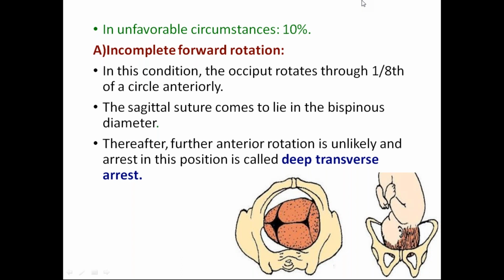And now it is arrested. It is deep in the cavity and arrested. The position is transverse, now transverse. So it is called deep transverse arrest. Three things are there: the baby is deep in the cavity, in transverse position, and there is no further progress. So, deep transverse arrest.